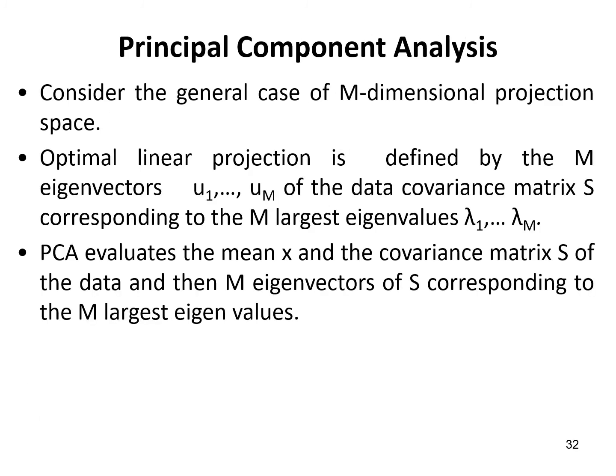Consider the general case of an m-dimensional projection space. The optimal linear projection is defined by the m eigenvectors u1 to um of the data covariance matrix S corresponding to the m largest eigenvalues lambda 1 to lambda m. PCA evaluates the mean x bar and the covariance matrix S of the data and then finds the m eigenvectors of S corresponding to the m largest eigenvalues.